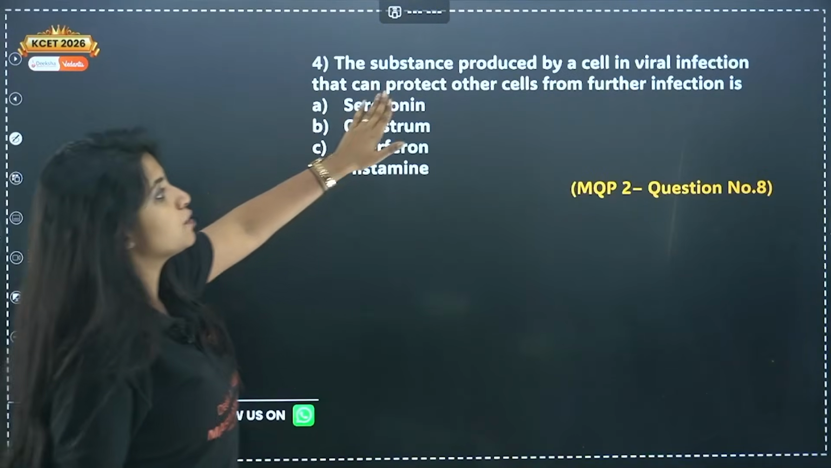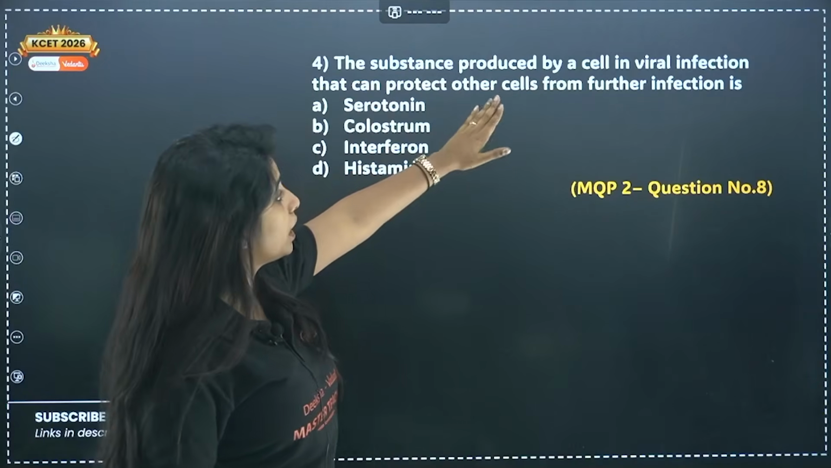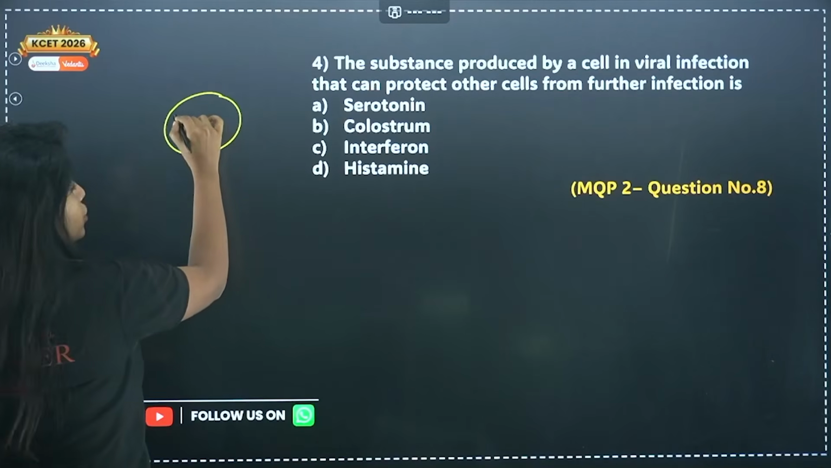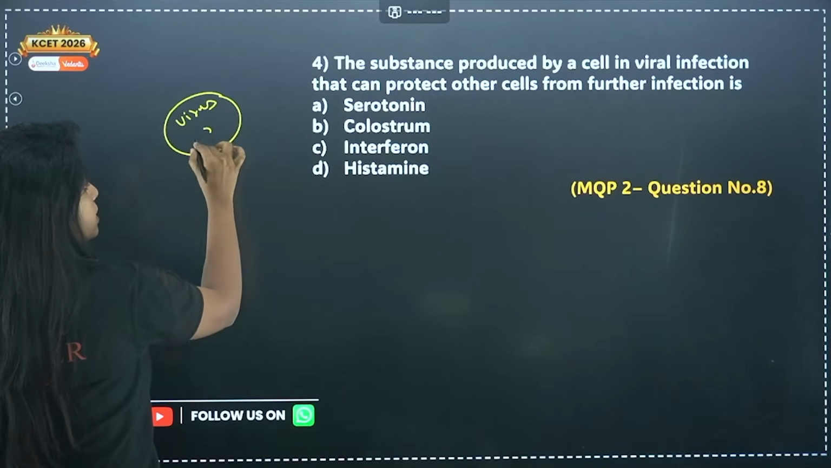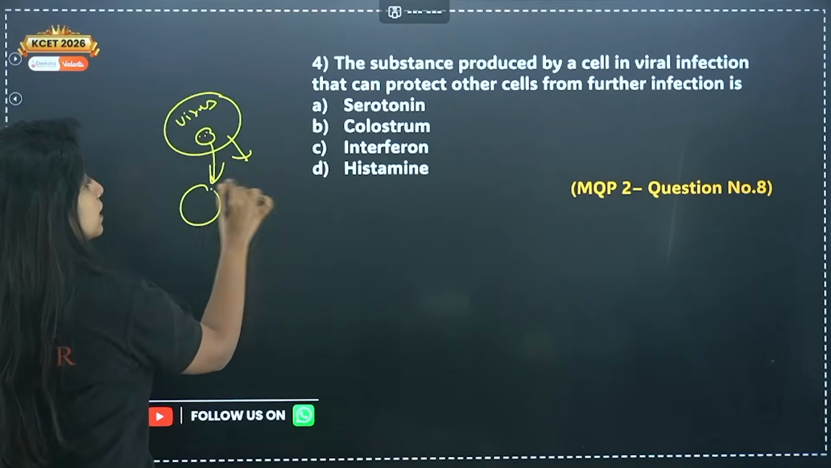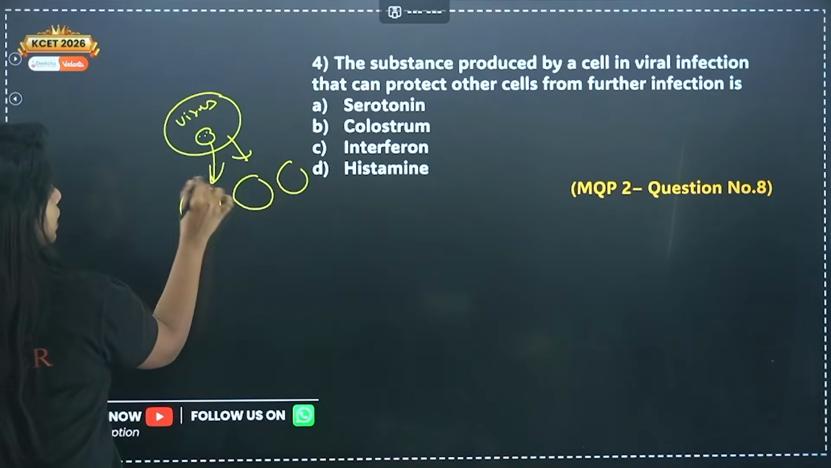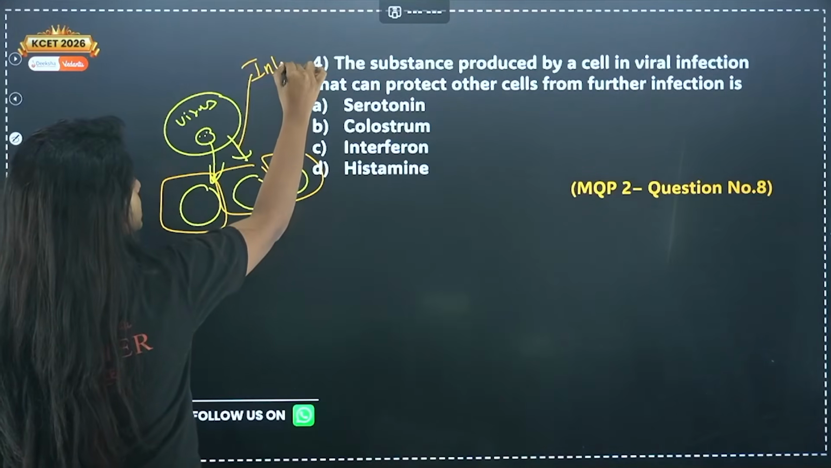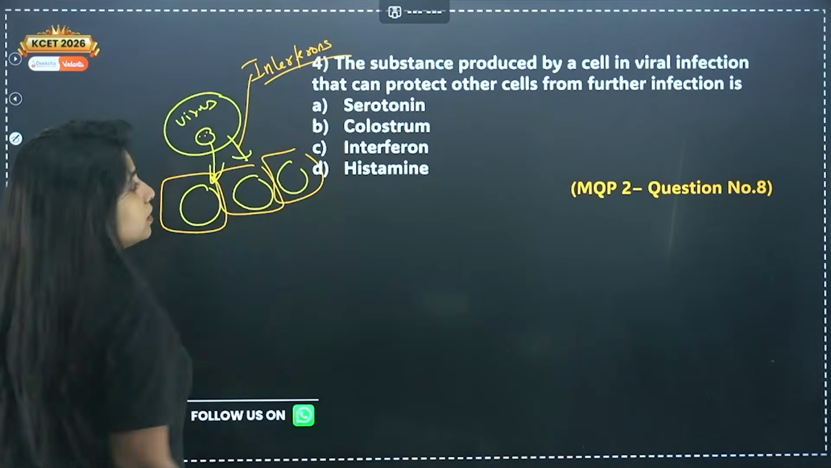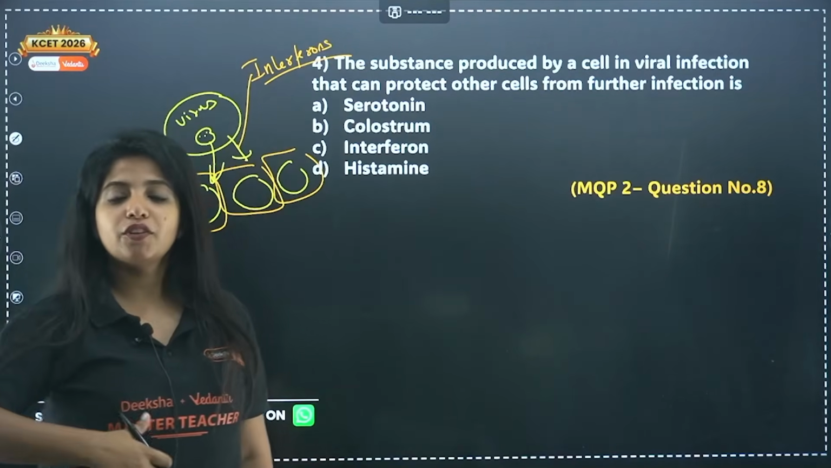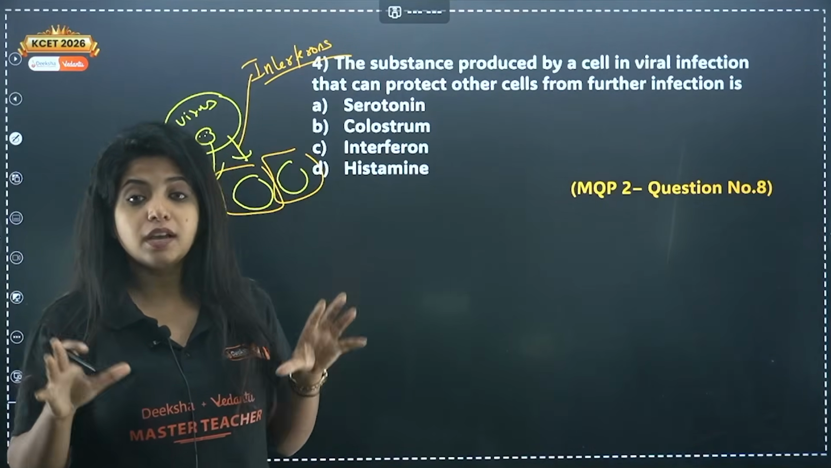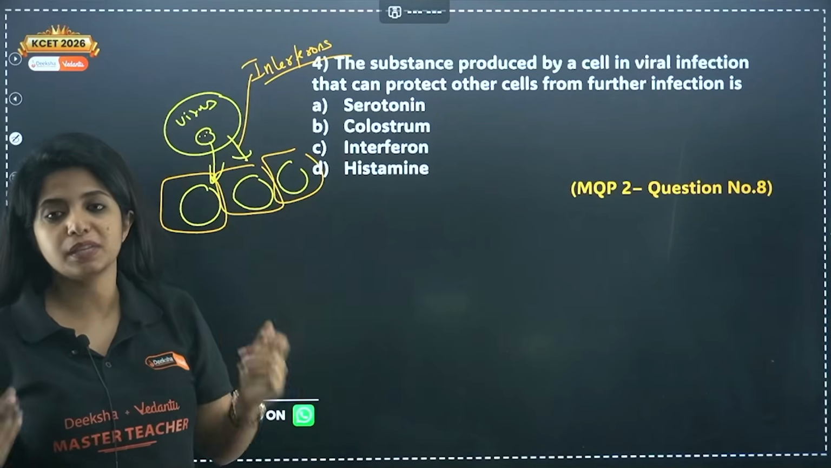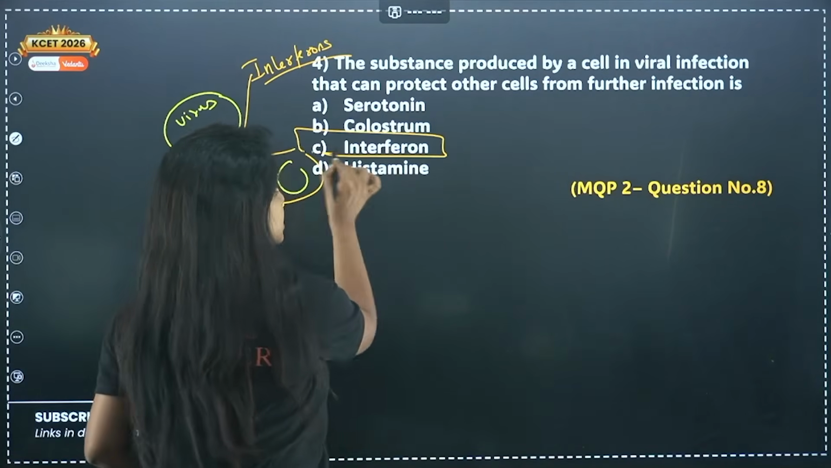Now, the fourth question: the substance produced by a cell in viral infection that can protect other cells from further infection is what? Suppose this cell has so many viruses. This cell produces some substance which protects the other cells from virus attack. What do you call the secretion? These secretions are known as interferons. These interferons tell the other cells that they have to be careful. It makes our immunity stronger and makes sure none of the other cells are affected. So your answer for this question is interferon.